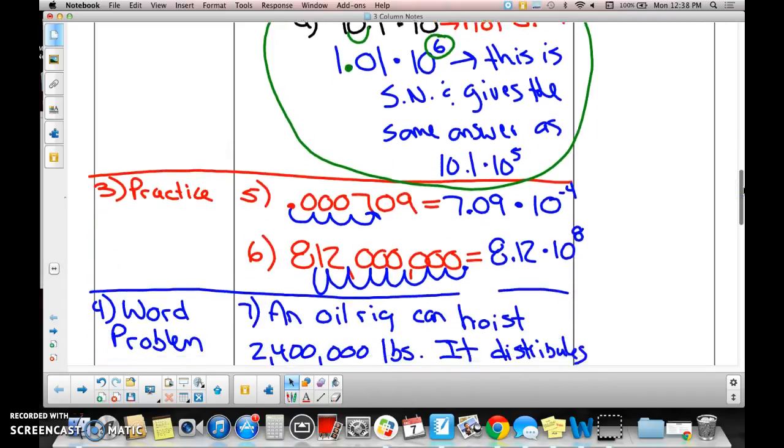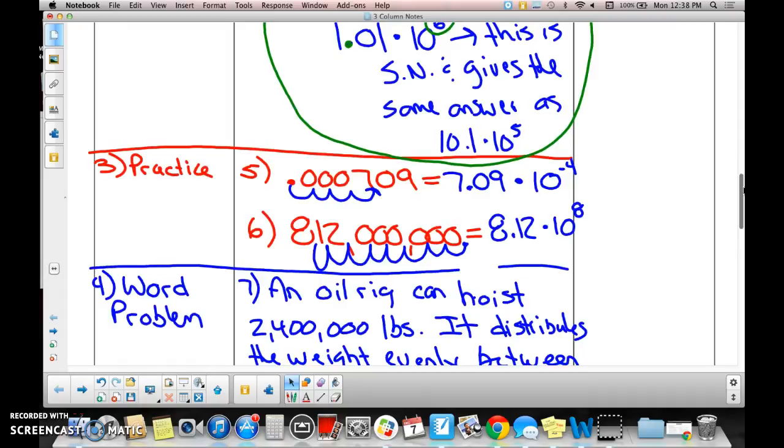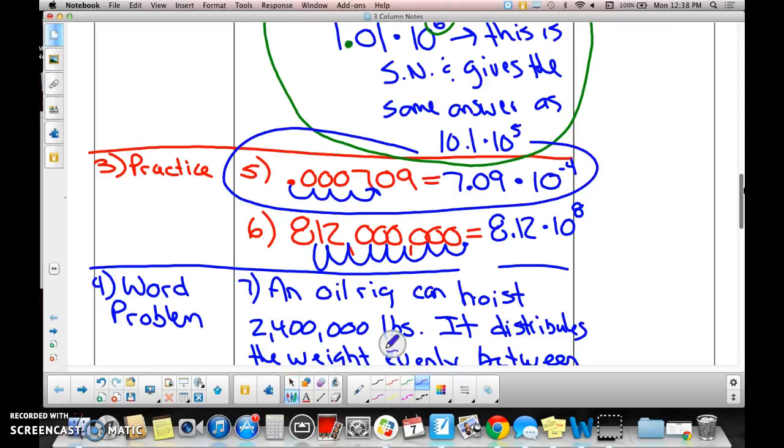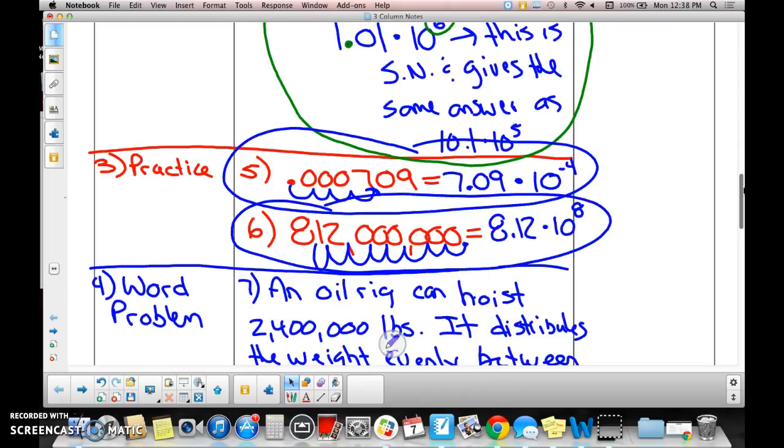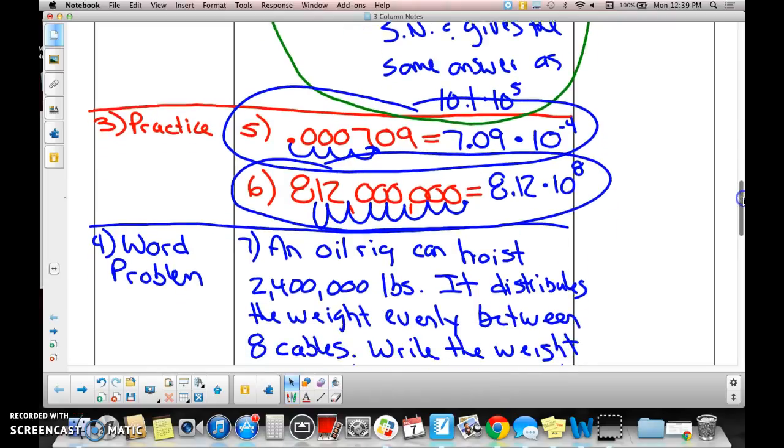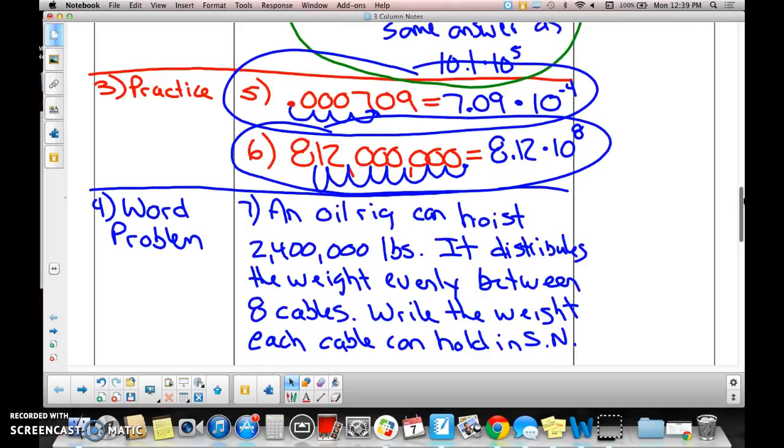And then in our practice, we practiced converting standard form to exponential, or to scientific notation form, like in number 5. And then we practiced going from standard form, like in number 6, to exponential form, both ways. And then you dealt with an oil rig and you expressed it in scientific notation.